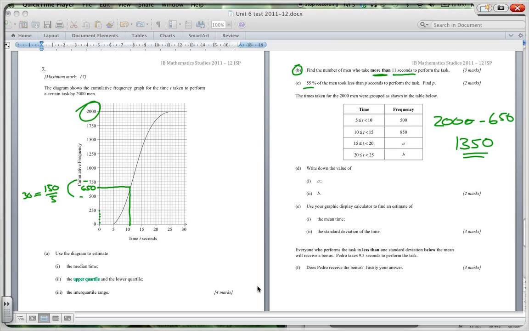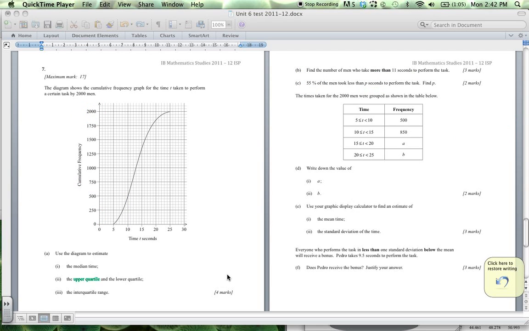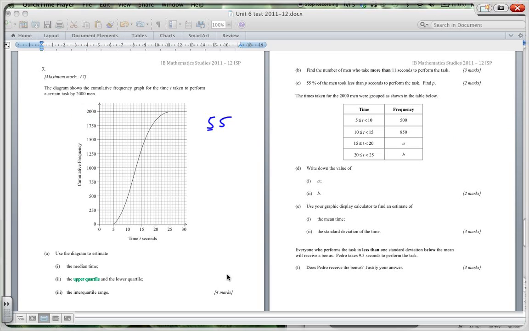Then it says 55% of the men took less than p seconds to perform the task. So we want to find what we call the 55th percentile value, and that will give us our p seconds. So let's do that. We've got 55%, which is 55 over 100, and we multiply it by the total number altogether. So that's 2,000. We multiply that and we get 1,100. So we go to 1,100.